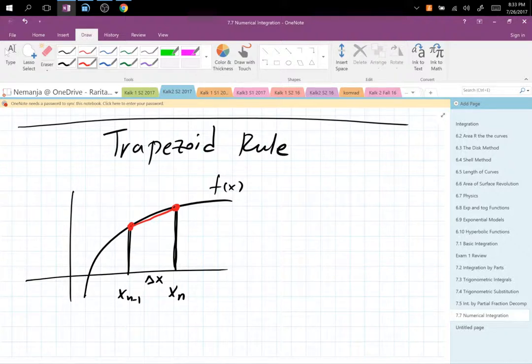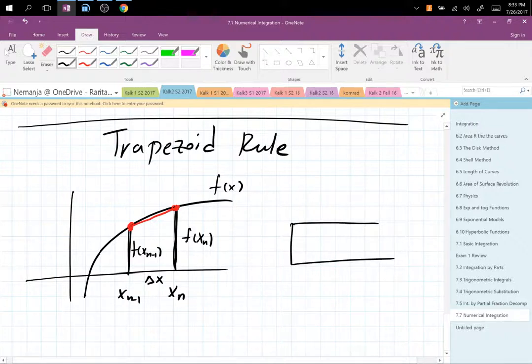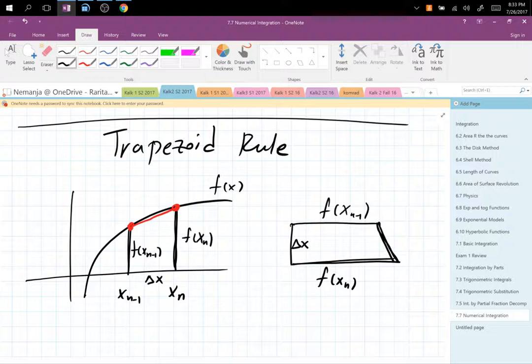And what you should realize is that the height of this line here is f of x_n, and the height of this line here is f of x_{n-1}. So if you take this trapezoid and draw it on its side like this, you would have this to be your delta x, you would have this to be your f of x_n, and you would have this to be f of x_{n-1}. Now, if this x_{n-1} is intimidating, that just means the previous number. That's all it is.